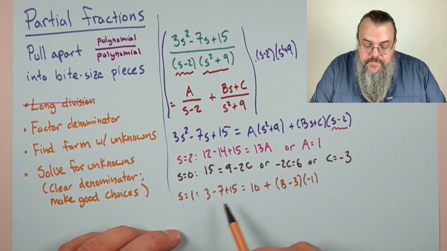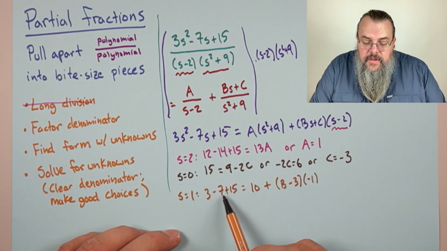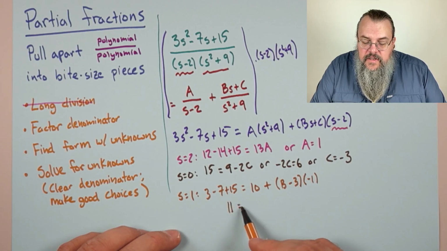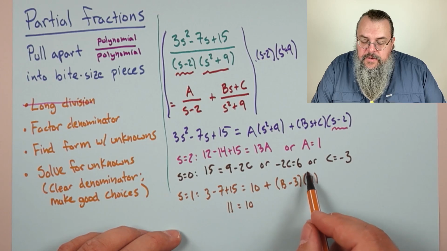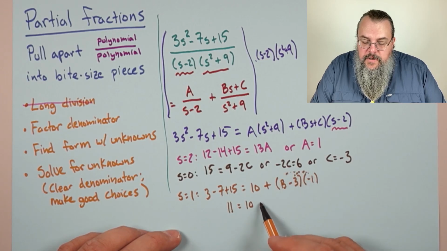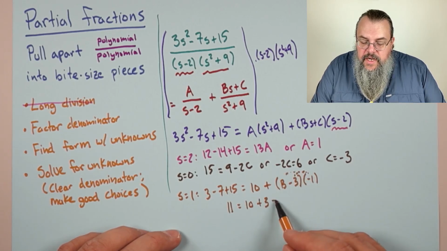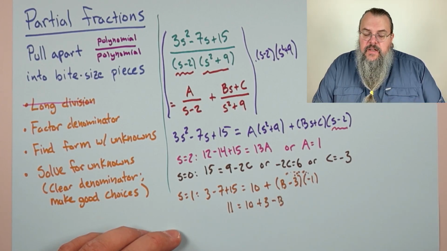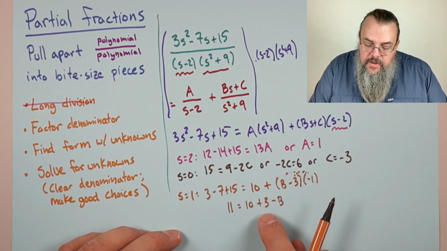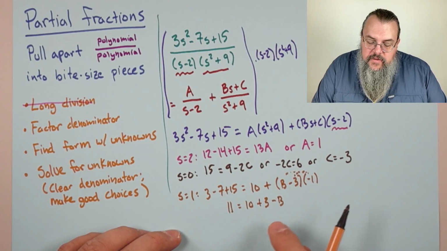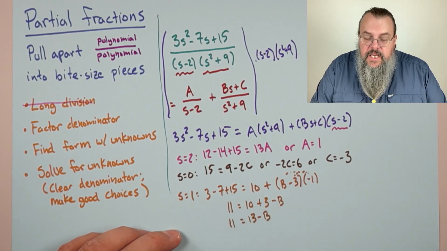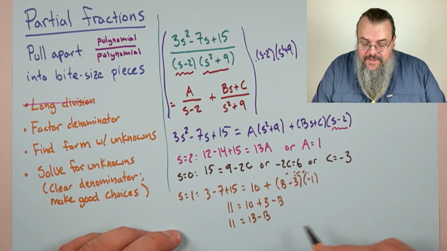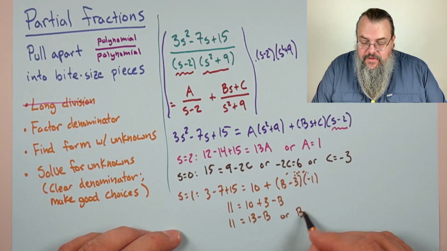Okay, let's clean this up. 18 minus 7 makes 11. That equals 10. And then if we distribute the minus through, be careful here, we get plus 3 minus b. So that says the same as 11 equals 13 subtract b. So what is b? b has to be 2.